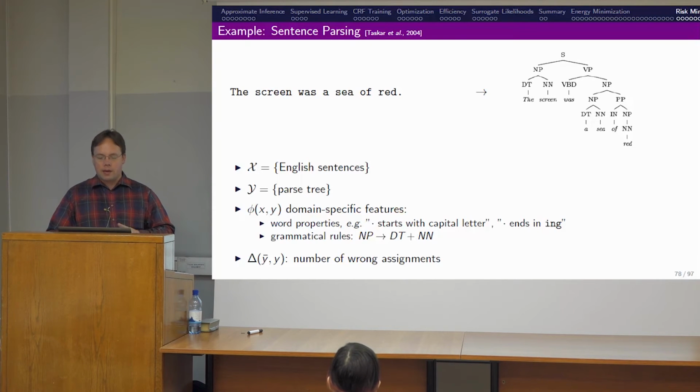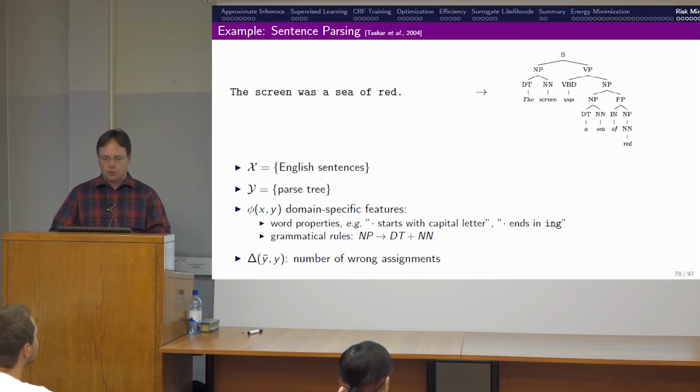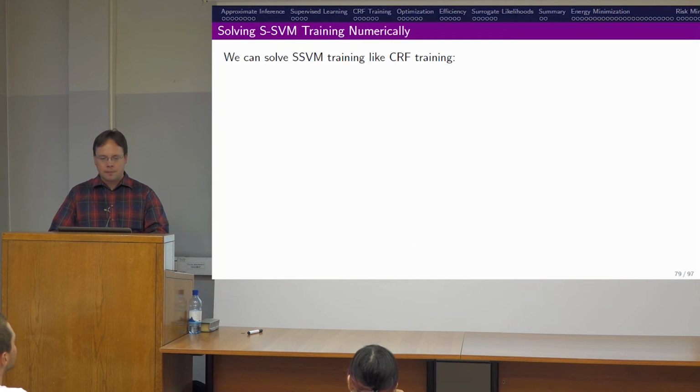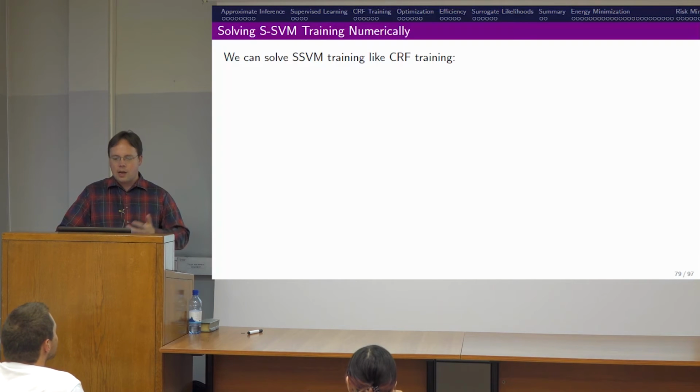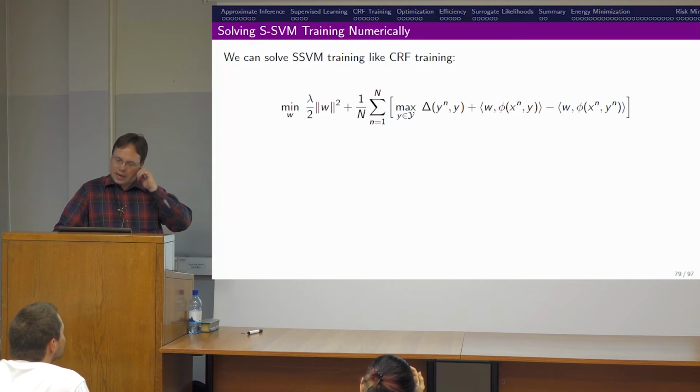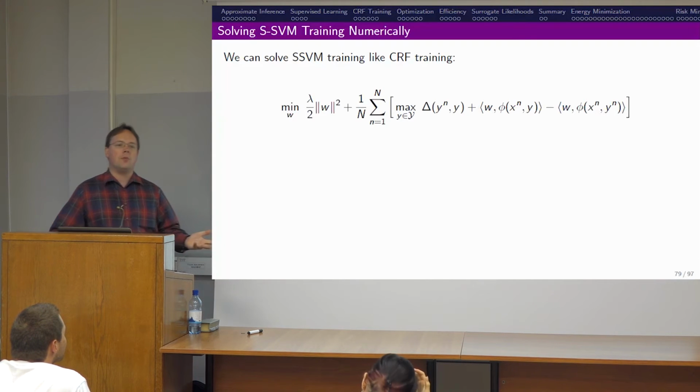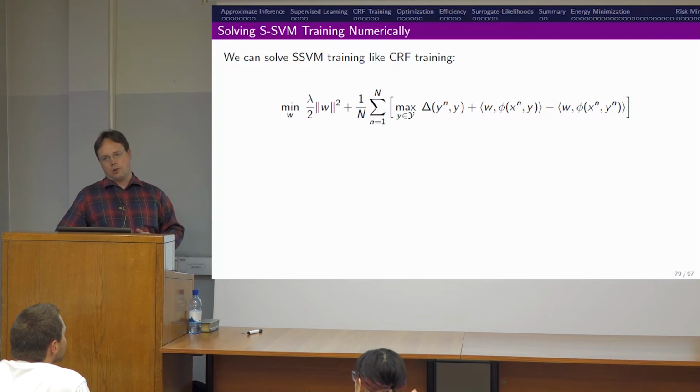Sentence parsing, same thing. We can directly put in the loss that we have in sentence parsing, like the number of wrong assignments and so on. So we know what we want to minimize. It's this sum of losses plus a regularizer. How can we do that? Well, the first idea is that it looks like a conditional random field, so we can also train it like a conditional random field.